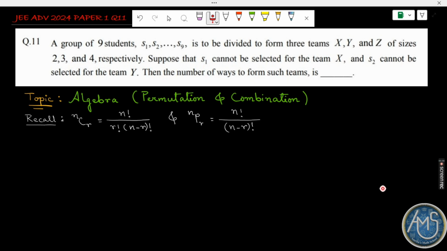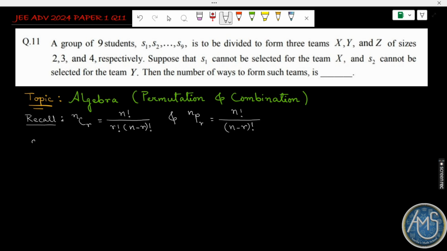It is clearly visible that it is from algebra, especially from permutation and combination. To solve the question, we need to recall just the formula of combination and permutation, mainly combination. That is, nCr is n factorial by r factorial into (n minus r) factorial. We will use combination when we have to select a team, choose something, and we will use permutation when we have to arrange some items. So let's solve the question.